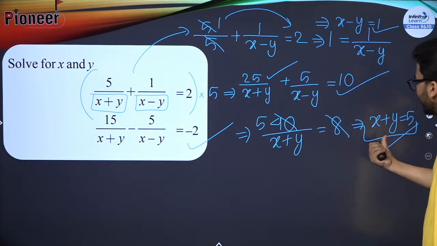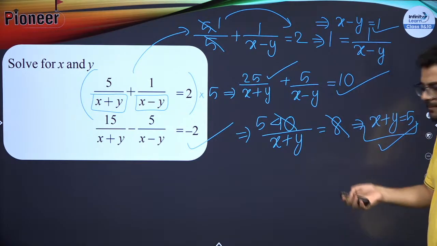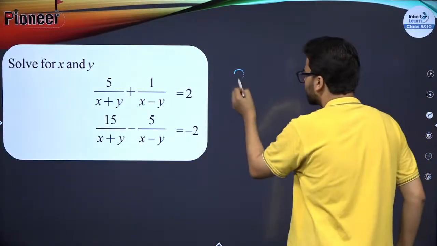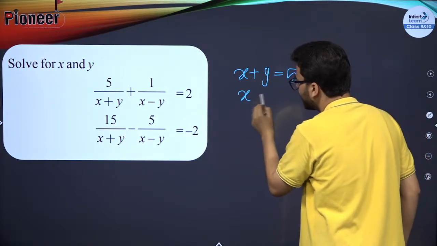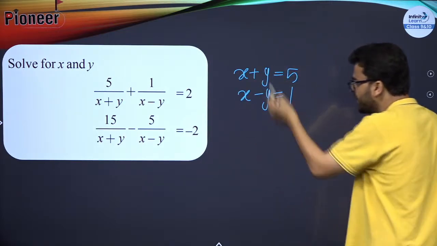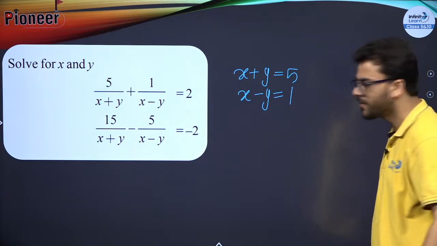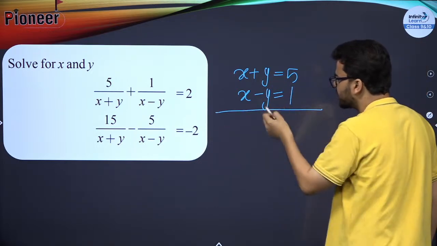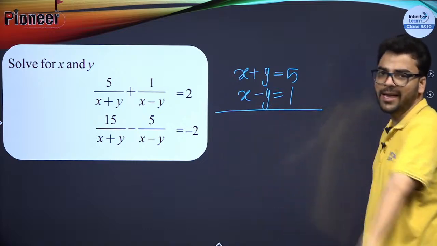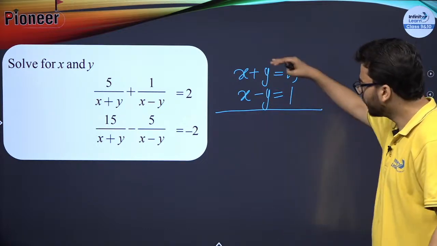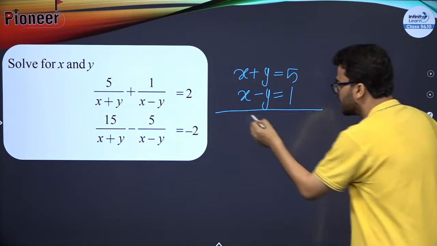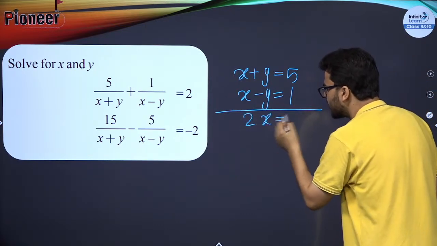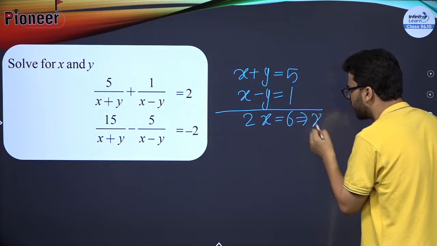So x plus y is 5, x minus y is 1. Very simple. You can think of eliminating the variable y. If you add these equations, plus y and minus y will get cancelled out. So you will get 2x is equal to 6, or I can say x is equal to 3 over here.